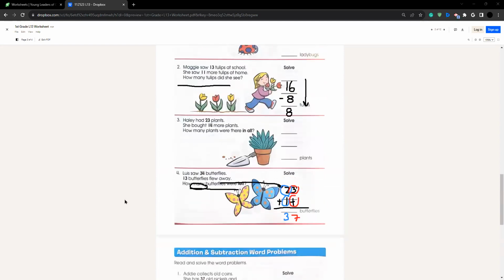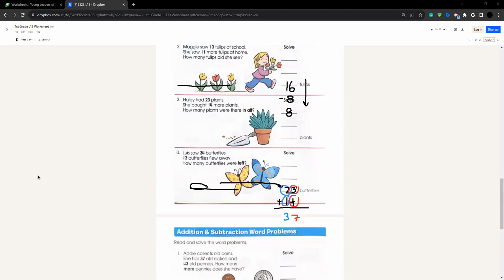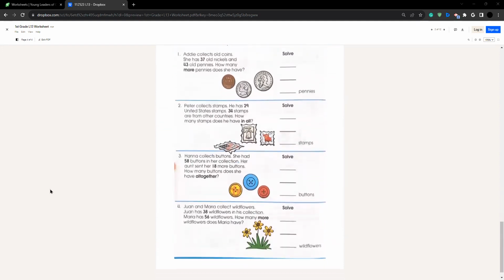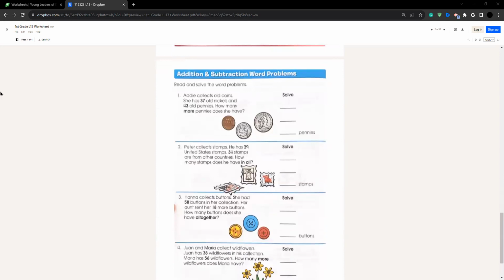Okay. Let's do the next page. Number 1 says, Addie collects old coins. She has 37 old nickels and 43 old pennies. How many more pennies does she have? So in this question, we need to find how many more pennies than nickels. If we want to do that, we need to subtract, right?